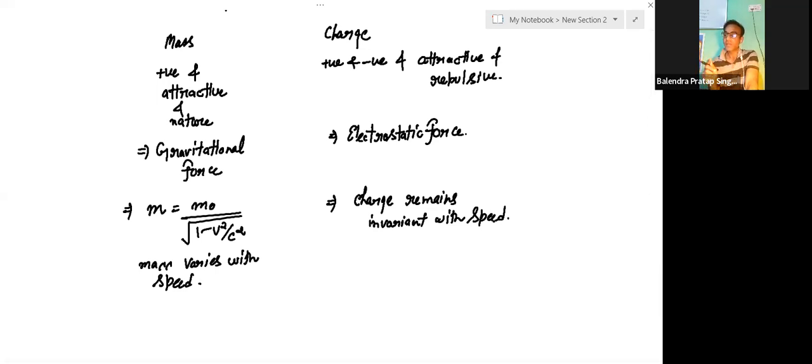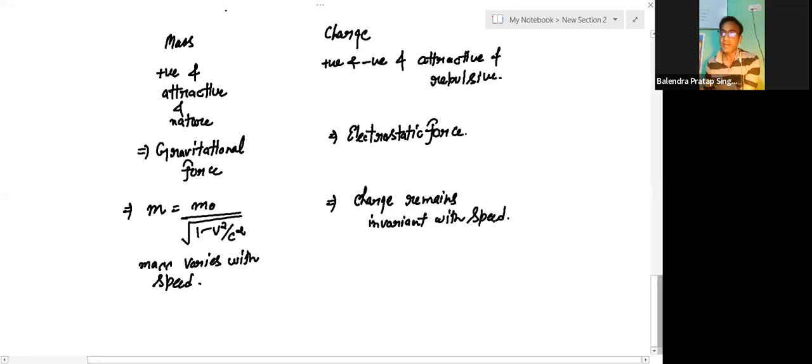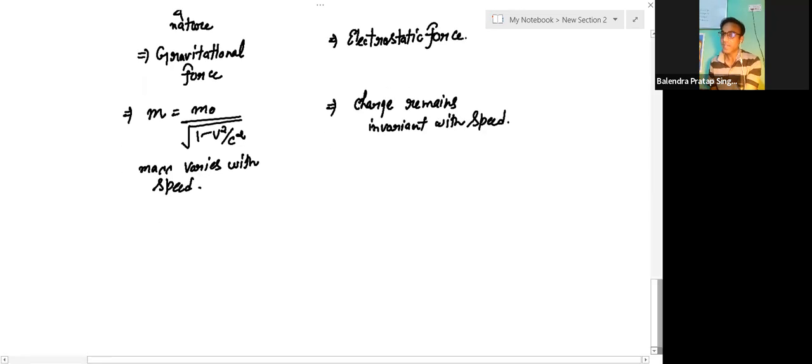The first one, mass is only positive and attractive in nature, while charge is negative and positive, and it is attractive and repulsive both. Due to mass, the force experienced is gravitational force, and due to charge, the experienced force is electrostatic force. Mass varies with speed, and charge remains invariant with speed. Okay, so this is all about the difference between mass and charge. Both are intrinsic properties of matter, but they are different in behavior.